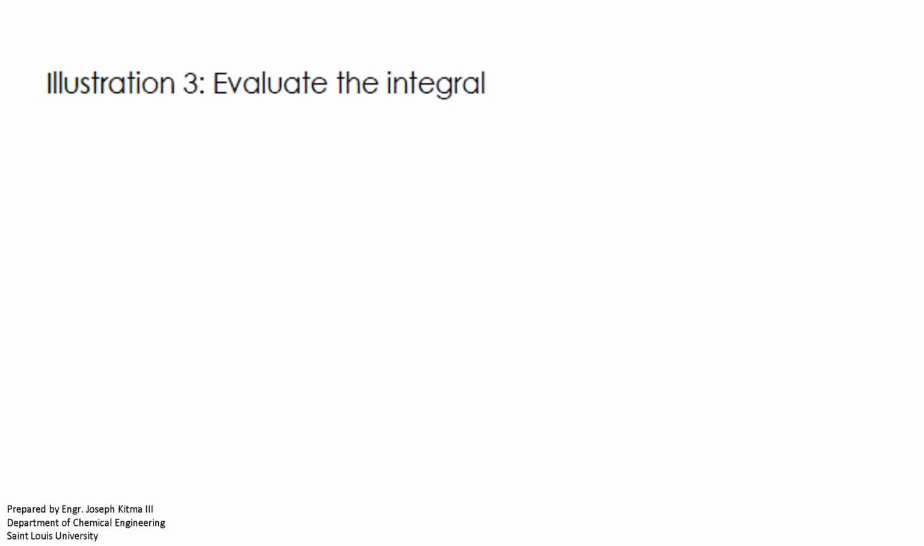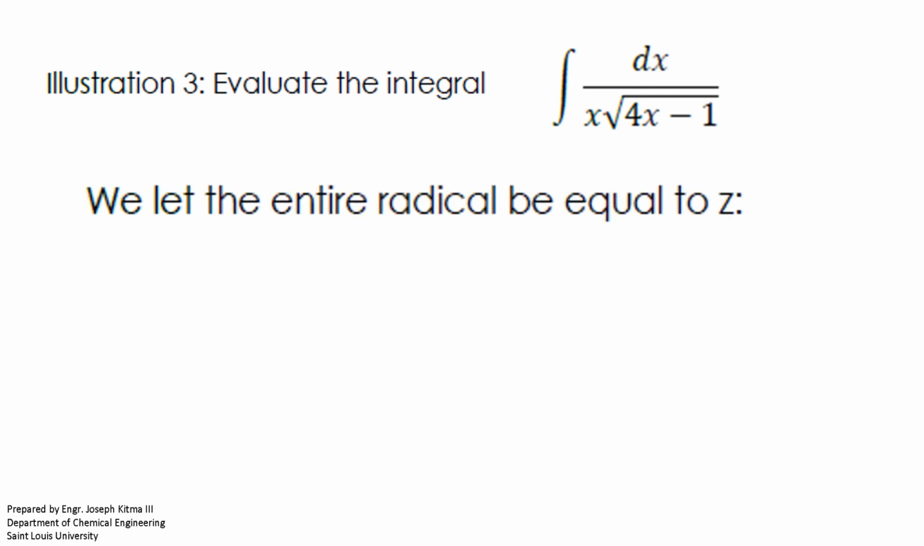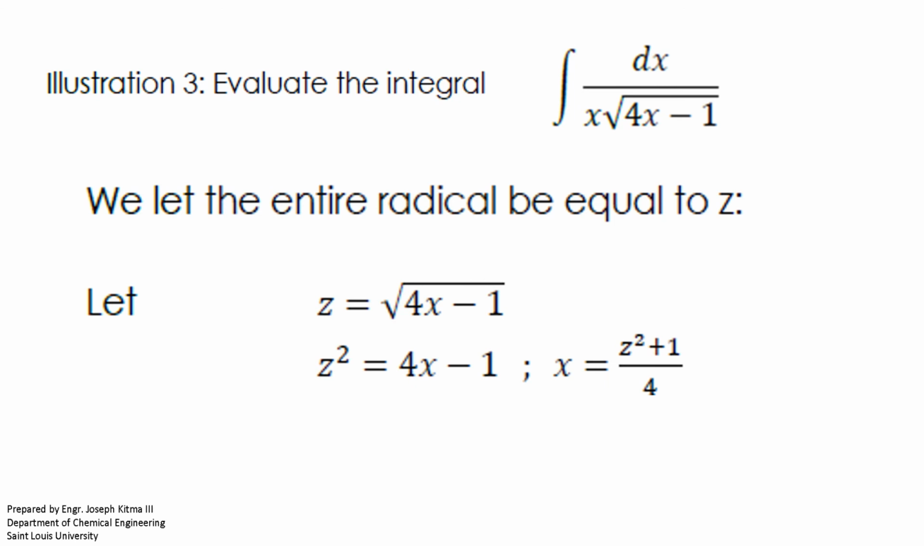Let us evaluate the integral of dx all over x times the square root of 4x minus 1. We let the entire radical be equivalent to z. Z will be equivalent to the square root of 4x minus 1. If we square both sides and solve for the value of x, we get z squared is equal to 4x minus 1, wherein x becomes equivalent to z squared plus 1 all over 4.